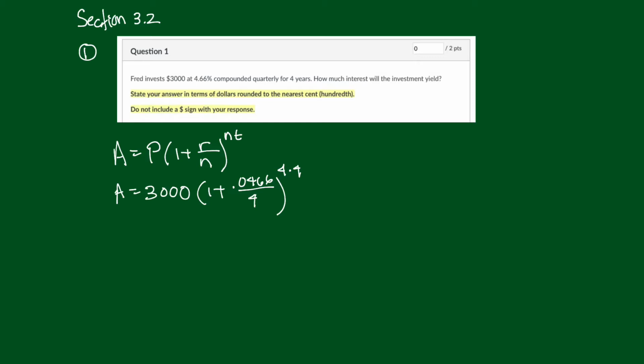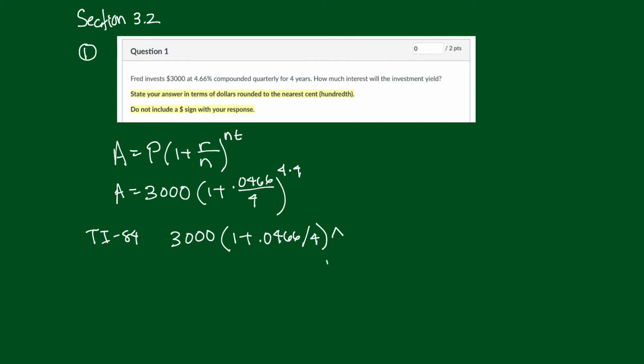On my calculator, here's what I'm using. I'm using a TI 84. I have no idea what you're using here, but let's see if we can work through this with a couple of different calculators. So maybe we could put in 3,000, parentheses, if you have parentheses, and then put in 1 plus 0.0466 divide by 4, close the parentheses, and now here's what I have to do.